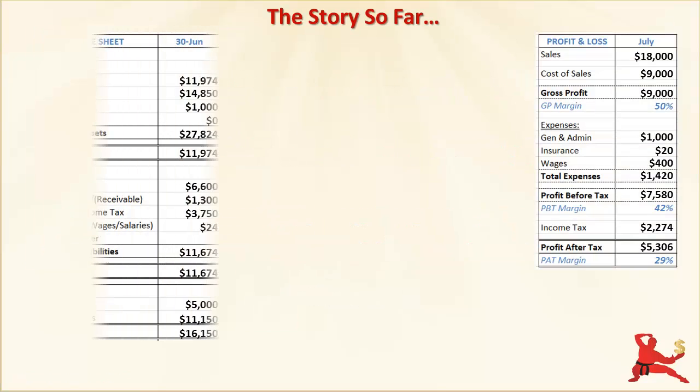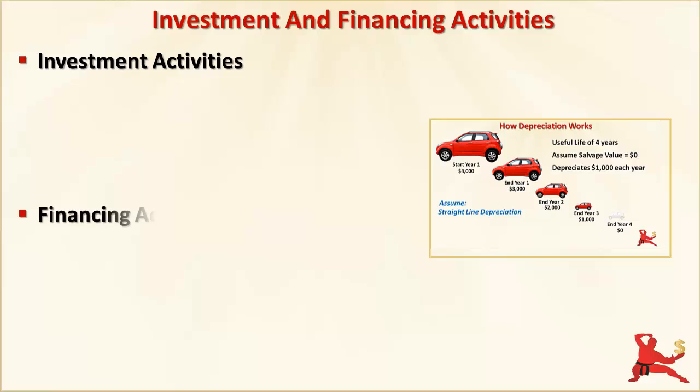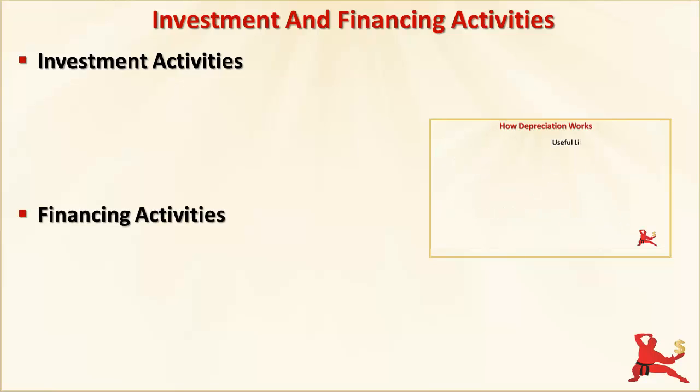First, a quick recap. We've been focusing on the financial effect of operating or trading activities of our hypothetical business in parts 1 to 6 of this series. We are now going to look at what happens with the other two common business activities, investment and financing. In this video, we'll be looking at the financing of capital expenditure.